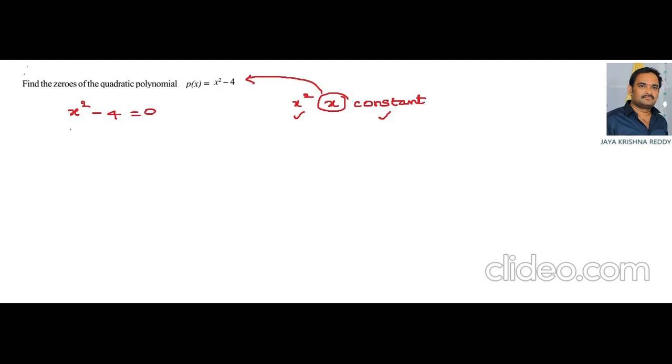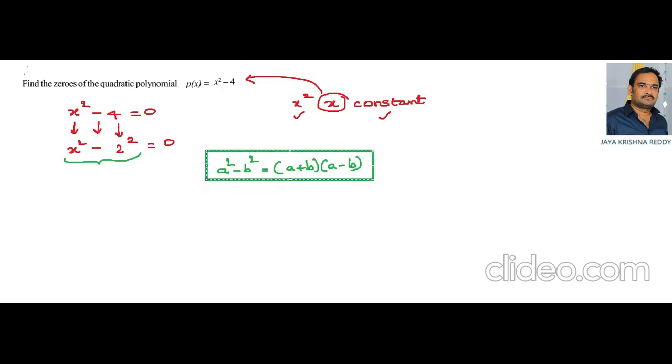Okay, so to find the zeros for this type of polynomial, first we have to write this x square as it is, and the next minus symbol is there, minus, and the constant 4 we have to write as 2 square. 2 to the power of 2 is nothing but 4, so equal to 0. Now this is in the form of a square minus b square. What is the formula for a square minus b square? A square minus b square is equal to a plus b into a minus b. So by using this formula, we have to expand this equation.